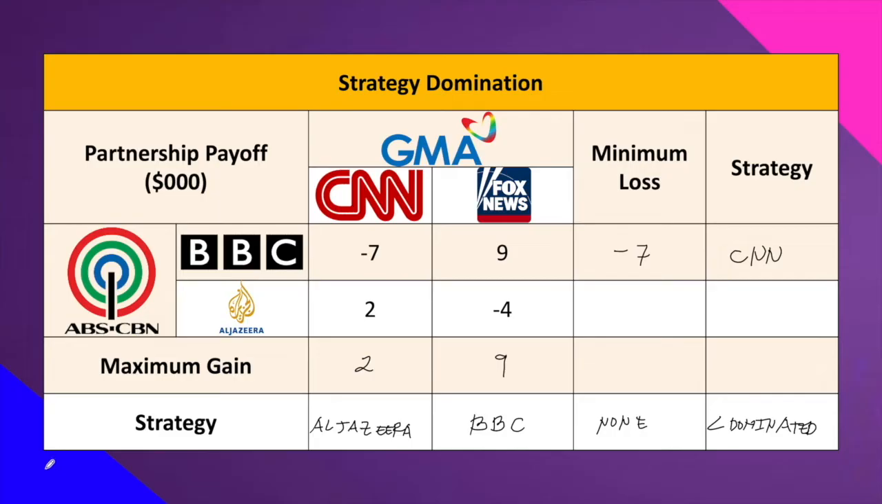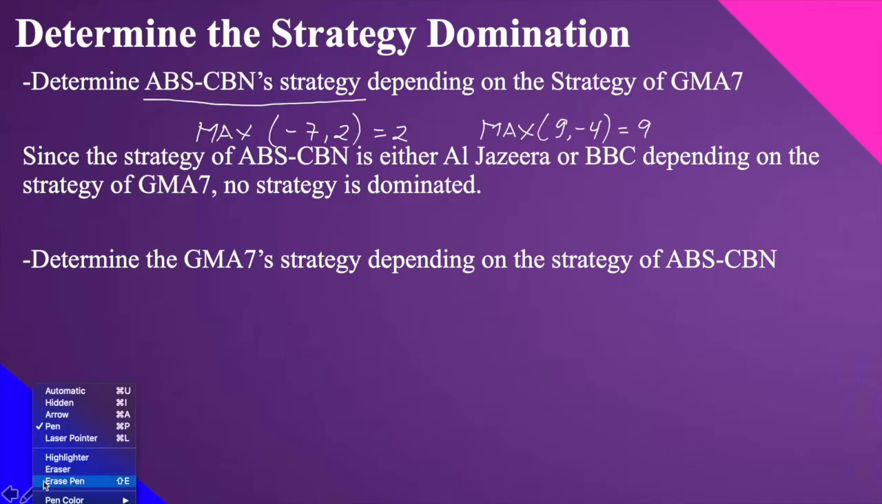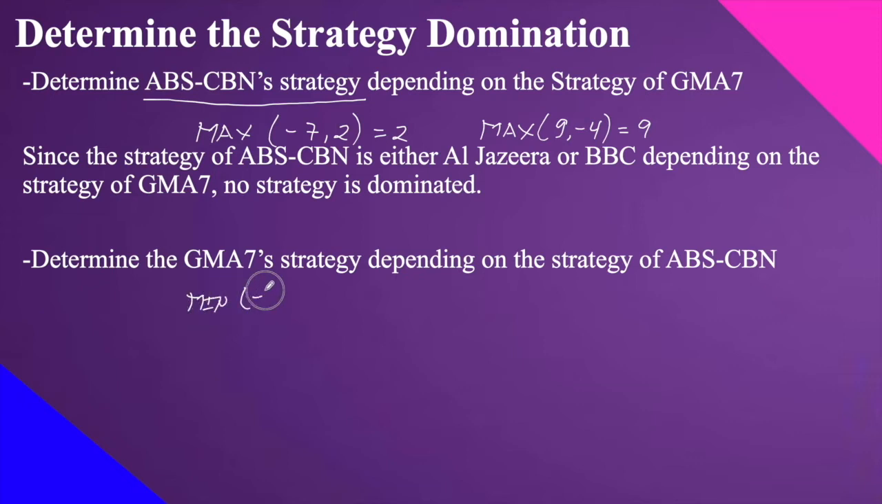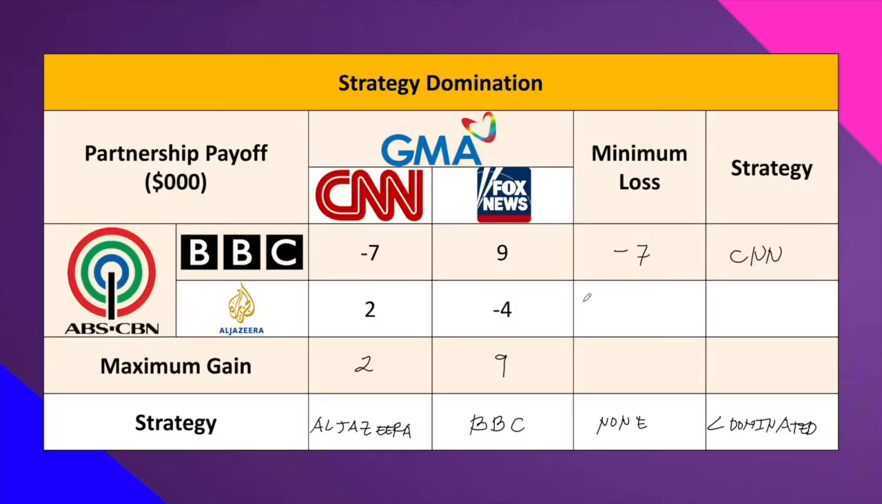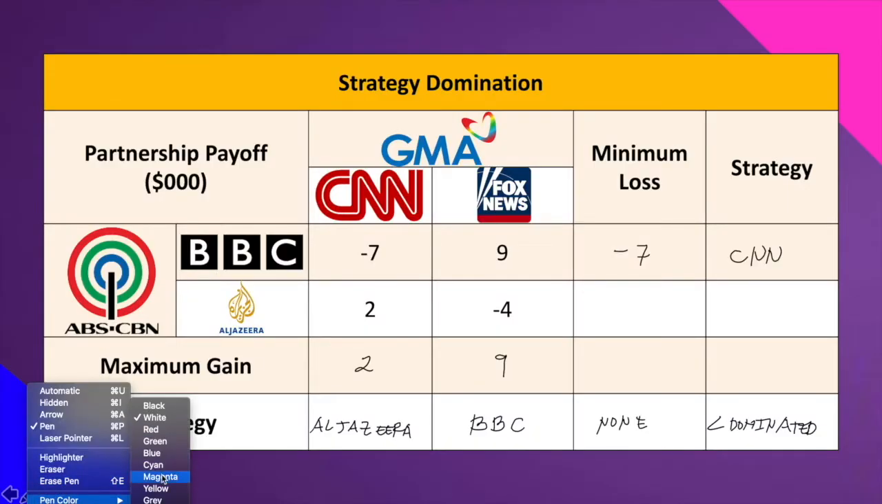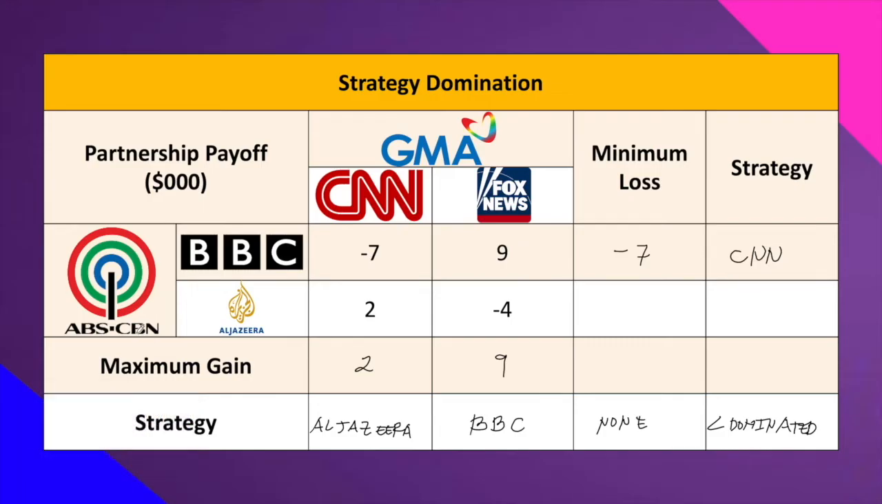Okay? So, let's write it on our previous slide tulad ng way kung paano natin sinulat before. So, let's write it here. Minimum between -7 and 9. So, we have -7. Then, next, minimum naman tayo doon sa next na condition natin. Sabi dito, if ABS-CBN partners with Al Jazeera, the payoff are 2 and -4. Since currently, sabi ko nga, panandalian lang, ang perspective natin is nasa GMA7, what will be our minimum loss? 2 versus negative 4. So, that is basically negative 4.